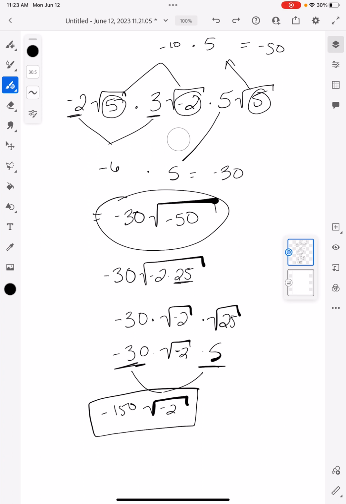So the key pieces to this problem are keeping the values that are in front of the root and multiplying those together, keeping the values that are inside of the root and multiplying those together, and that's what gets me to here. And then the next step is breaking out what's under the root and simplifying it so that I can get to a final answer.